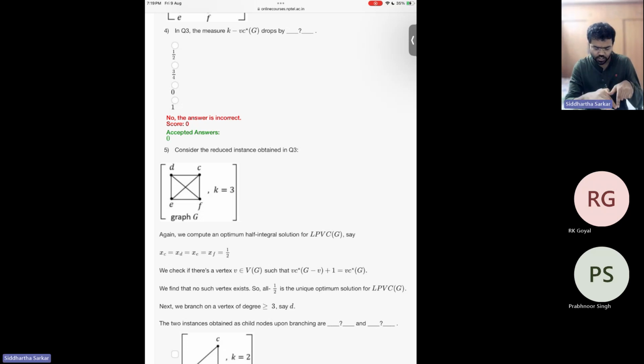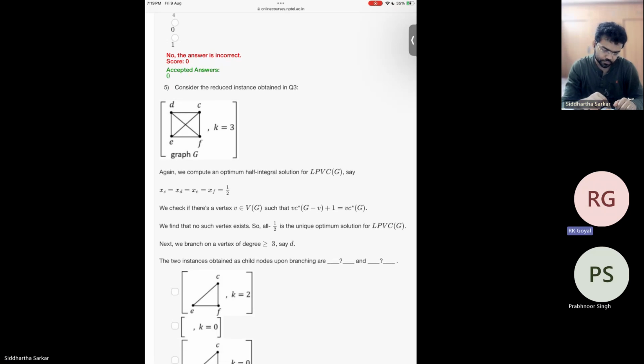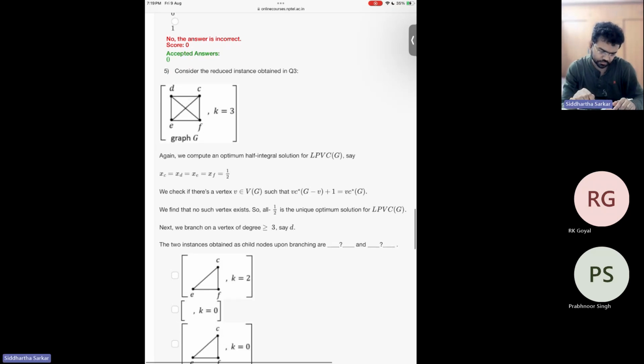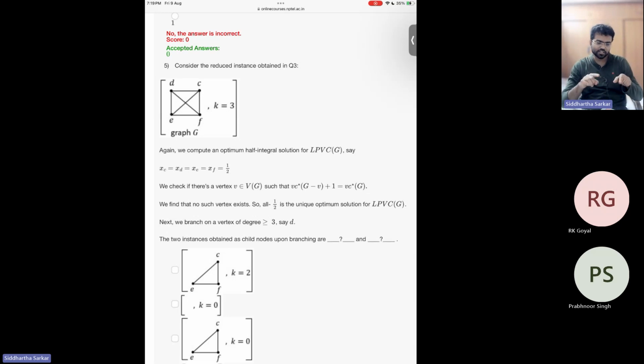So at this point, I have this half integral formula, and I realize that even if I delete one vertex, this equality cannot be maintained. So why is that? Let us see. Oh, this one is doing branching. So this one is not why is that, but now it's just saying that now that we can no more make decisions about taking or not taking these 4 vertices, what shall we do?